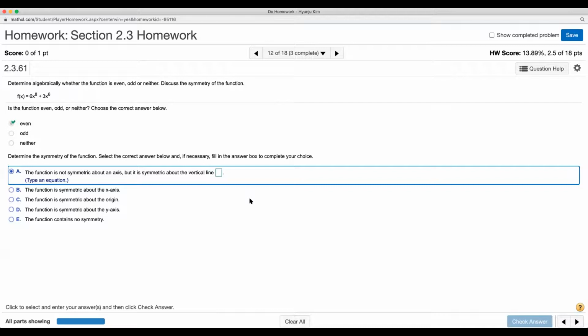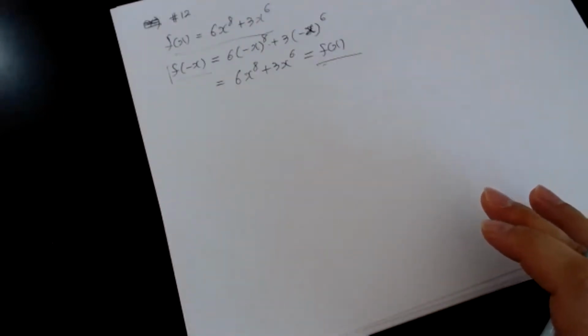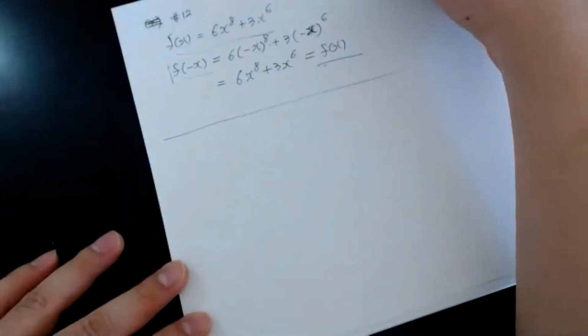Determine the symmetry of the function. Select the correct answer below, and if necessary, fill in the answer box to complete your choice. The function is not symmetric about an axis, but it is symmetric about the vertical line. What does that mean? I think that's beyond this subject, but let me explain. Symmetric about a vertical line: some functions have that kind of line.